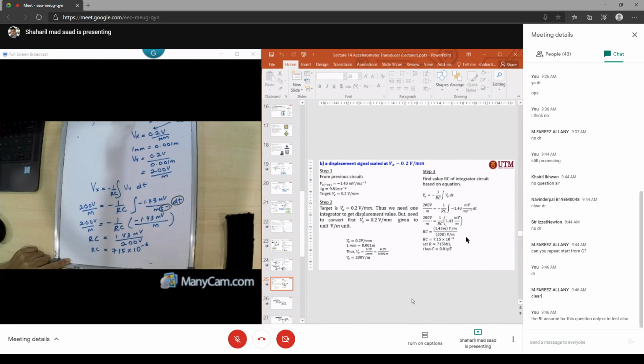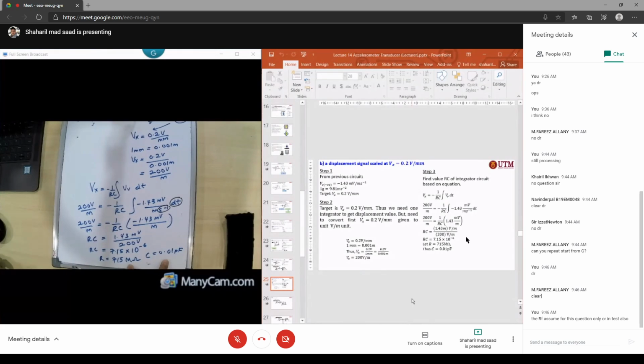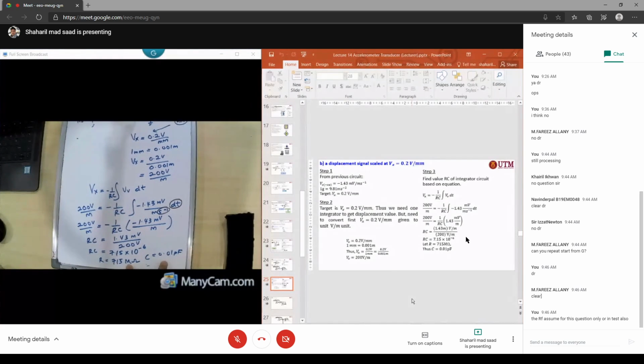See here. And then you can choose any value of R that you're going to choose, for example 751 mega ohm. And then for the C, you can choose 0.01 picofarad. Okay, so any value that you can choose. However, the value for R times the value of C needs to be equal to this value, 7.15 times 10 power of minus 6.